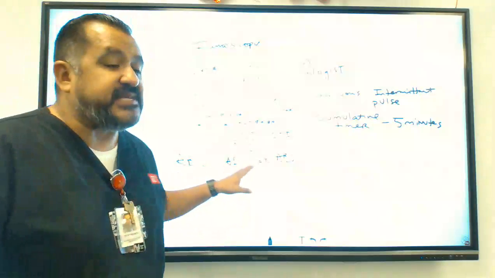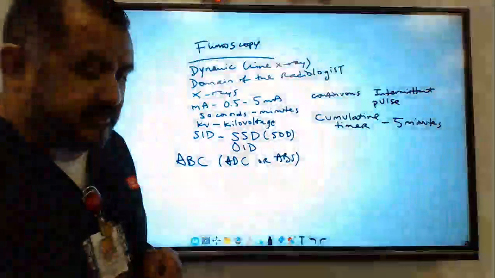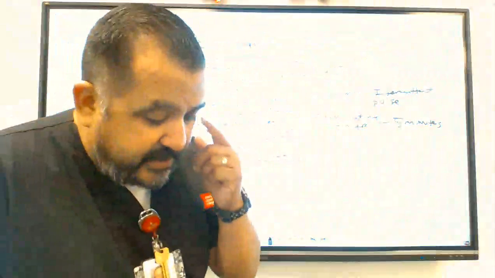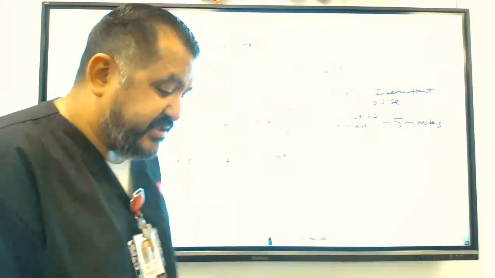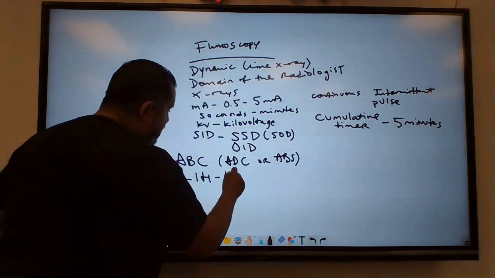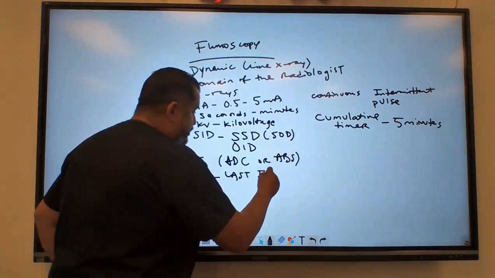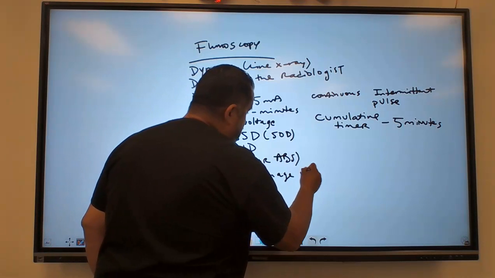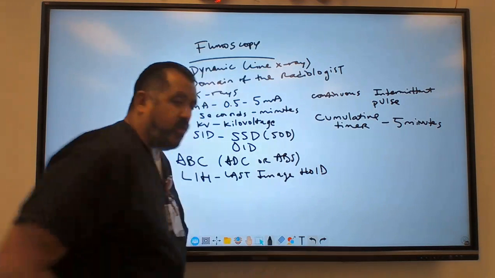All right. So ABC is something that we're going to be using. Now, there's another feature I need you guys to understand. It's called last image hold, LIH. Stands for last image hold. So what do you think that means, last image hold?